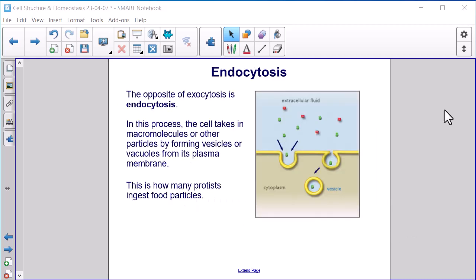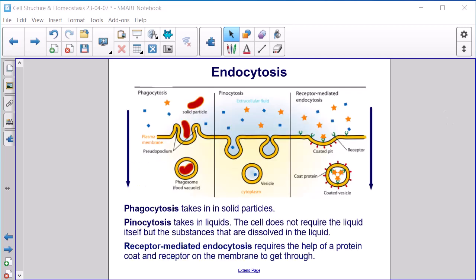Endocytosis. The opposite of exocytosis is endocytosis. In this process, the cell takes in macromolecules or other particles by forming vesicles or vacuoles from its plasma membrane. This is how many protists ingest food particles. Let's look closer at some forms of endocytosis. Phagocytosis, illustrated here, takes in solid particles.